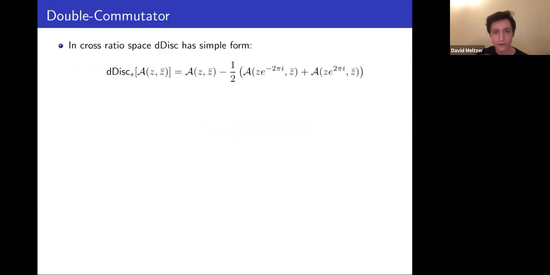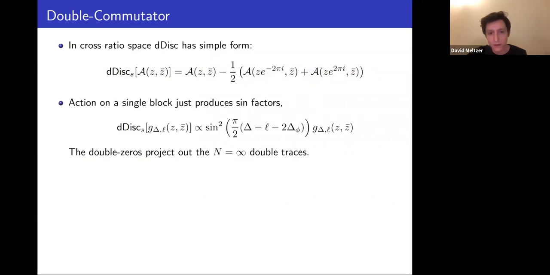And the last ingredient is we need to understand how the d-disk acts on our 4 point function. So this is where it gets its name. The d-disk corresponds to taking your 4 point function and subtracting off the 2 ways you can analytically continue around z equals 0. And the nice feature about the d-disk is that when you act on a single block, you produce some sine squared factors, which have zeros corresponding to the infinite N double traces. And this was the fact I mentioned before, that when you take a commutator, you're effectively projecting out the free field theory piece.